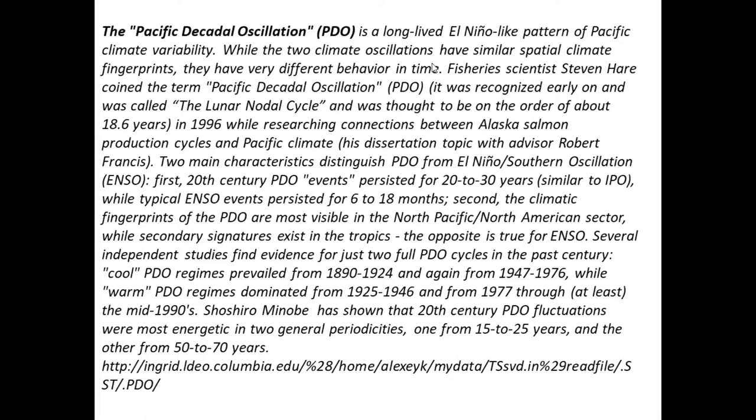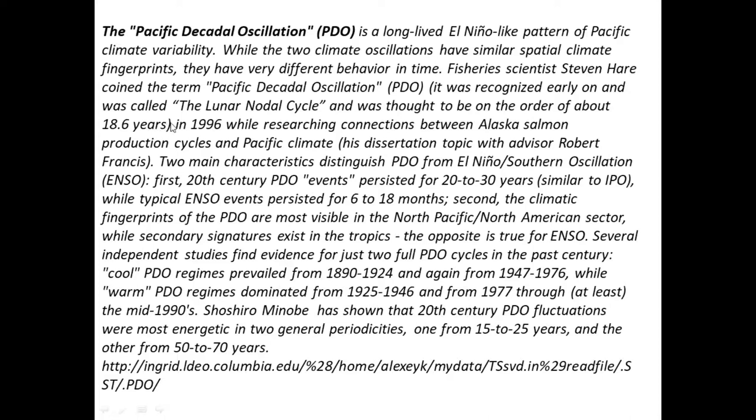Basically, as discussed earlier, ENSO has periods of 6 to 24 months for an El Nino or La Nina to last, and the cycle is typically around 5 to 7, maybe up to 10 years, whereas the decadal oscillation, as the name suggests, is on the order of 15 to 20 or 30 years. So it's much longer lived. Fishery scientist Stephen Hare coined the term Pacific decadal oscillation.